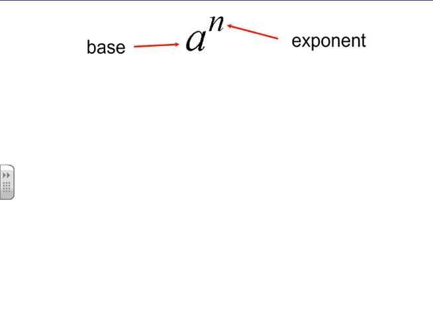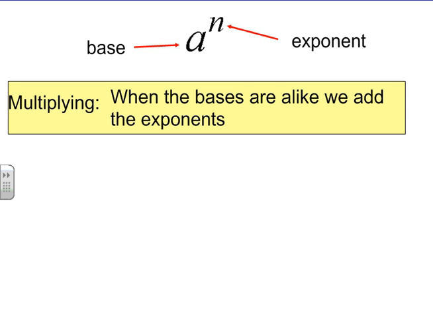So if we remember that a power is made up of a base and an exponent, we're going to use that to be able to come up with the rules and to discuss the rules for multiplying and dividing of exponents. So when we're multiplying, it says when the bases are alike, we add the exponents.